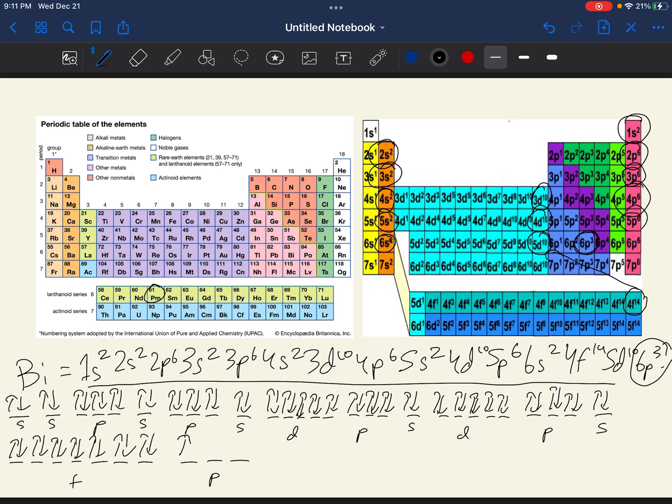Okay, and then when we get to the last one, remember we have to put an electron in each one before going back. But in this case, we only need 3 electrons because it's 6p3. So we're done actually. Okay, now to the noble gas configuration.